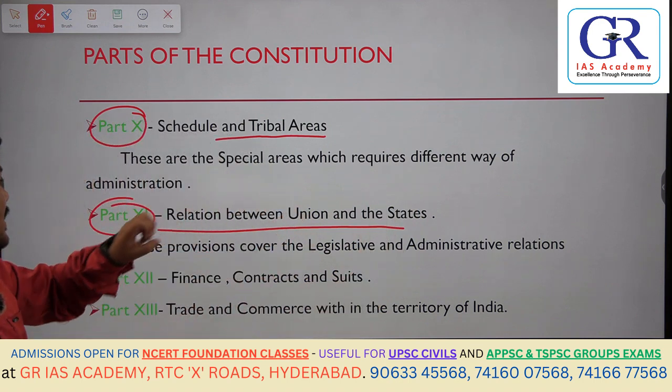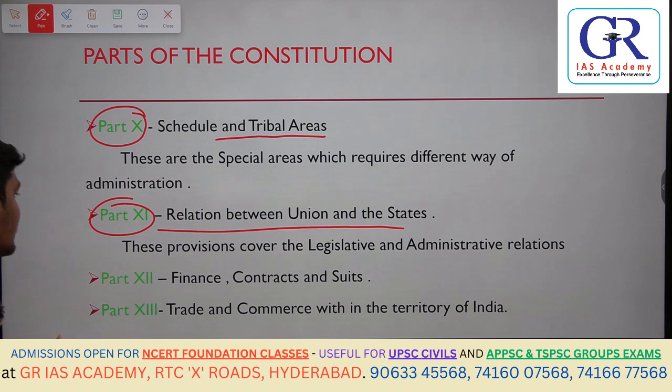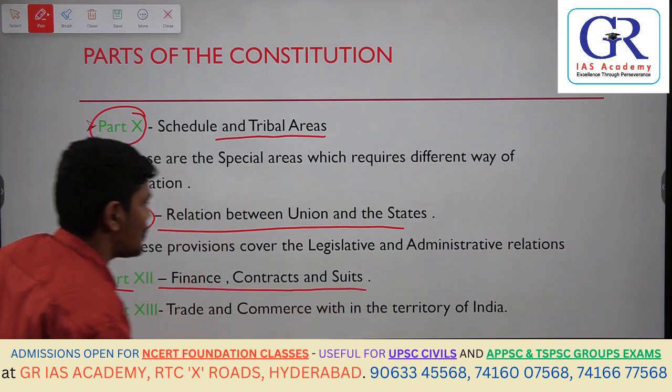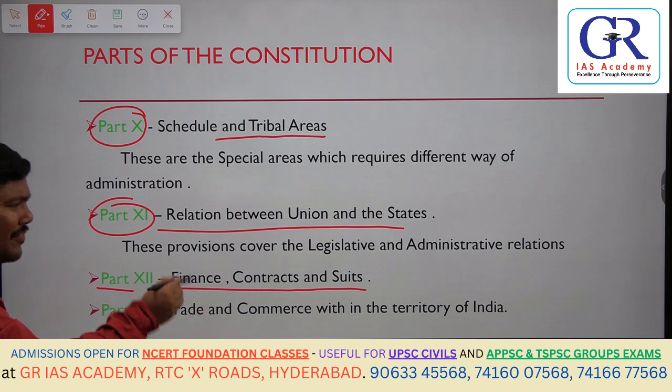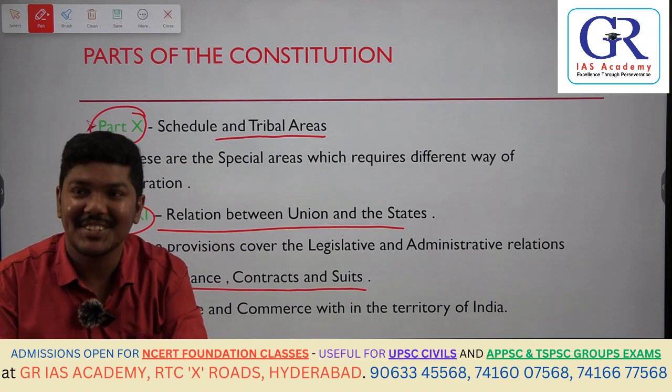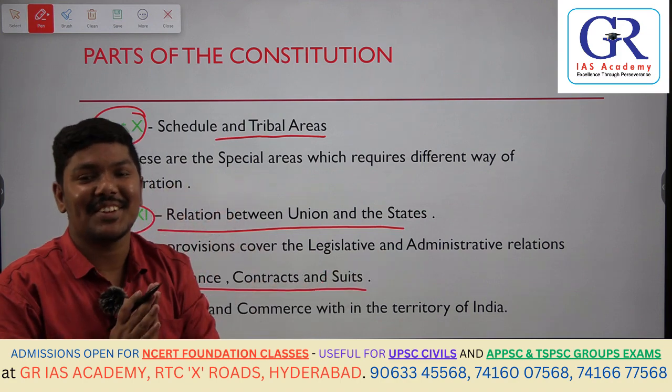When we are discussing this part, we will discuss that particular one. And these are some minor parts. Part 12 is finance, contracts and suits, which have very little significance for us, because this constitution was not written for UPSC alone. This constitution is written for the administration of our country.